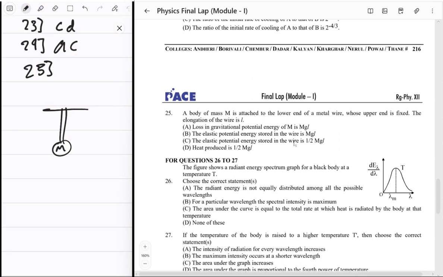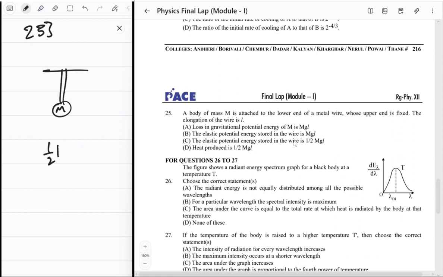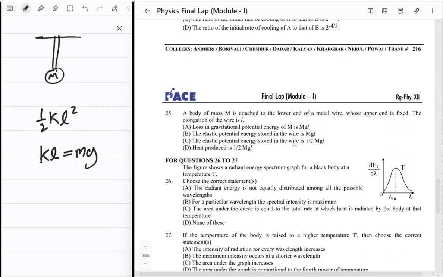No, the elastic energy is half kx square, so half k l square in this case, and we know that kl is equal to mg. So you can say it's half of mg times l, basically. So 1/2 mgl is the elastic potential energy stored in the wire. The heat produced is 1/2 mgl. That makes sense because of energy conservation.